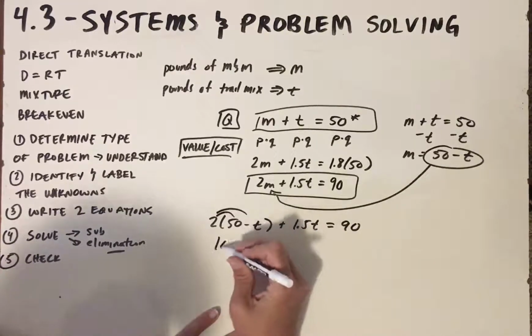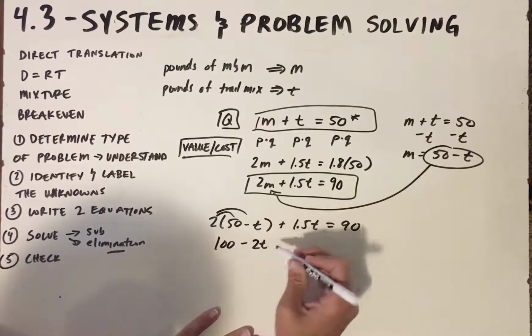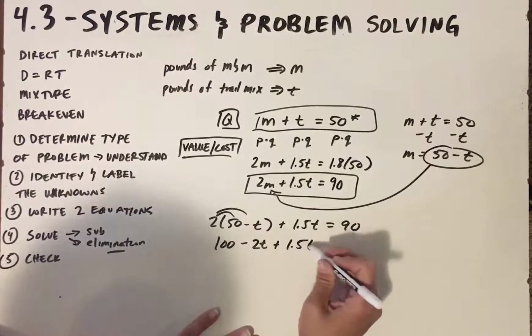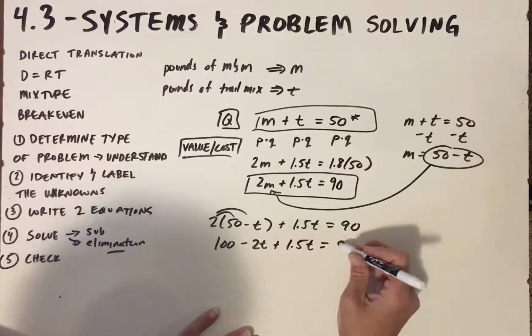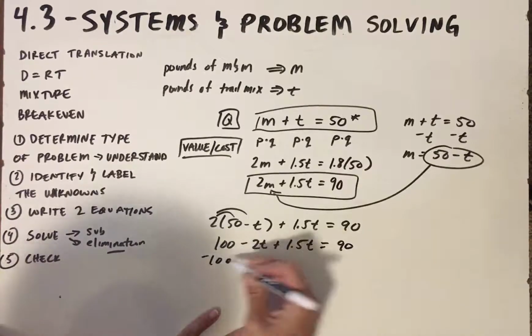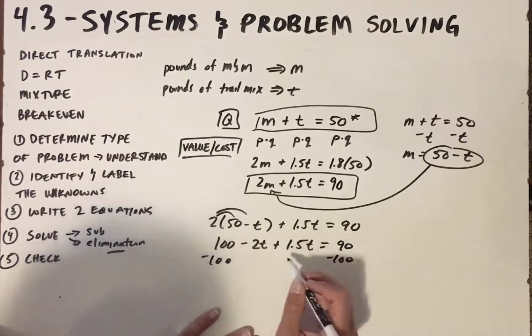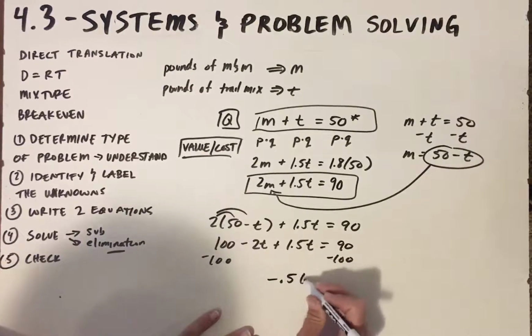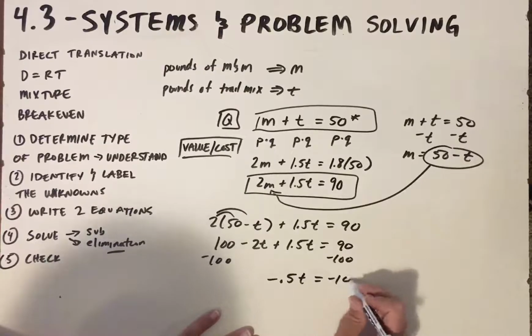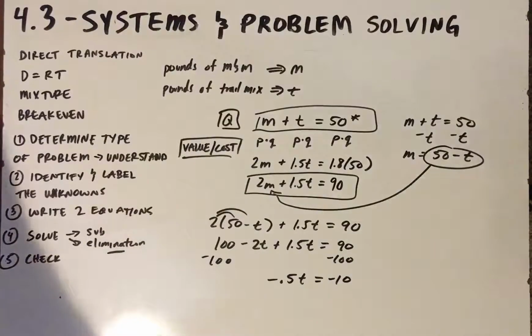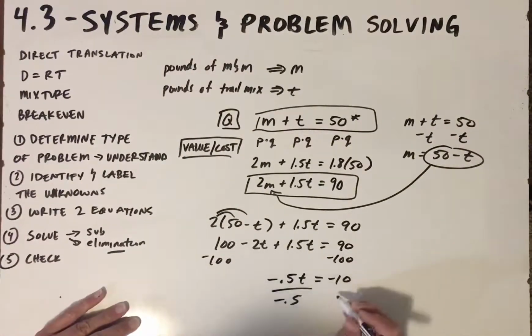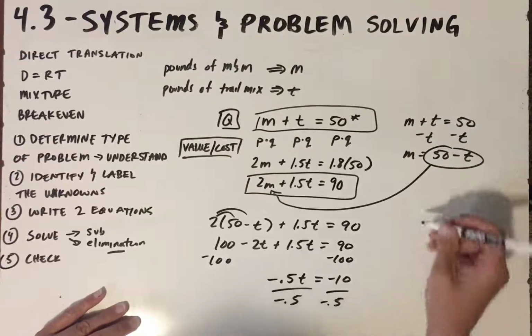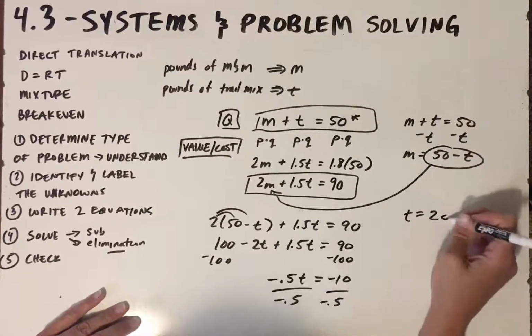When I distribute here, I'm going to get 100 minus 2t plus 1.5t is going to be equal to 90. Subtract the 100 and combine these together. I'm going to get a negative 0.5t is going to be equal to a negative 10. And when I take negative 10 and divide it by the negative 0.5, I am going to get 20. So I get that t is equal to 20.